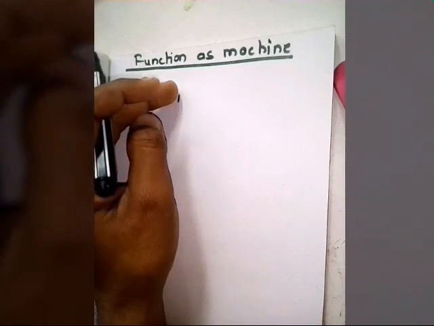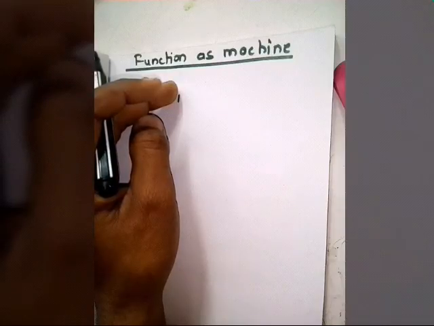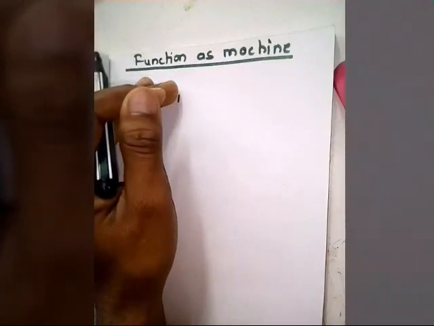So in the last video we talked about function as a rule. Now in this video we're going to talk about function as a machine. So let's review the last idea we have done.